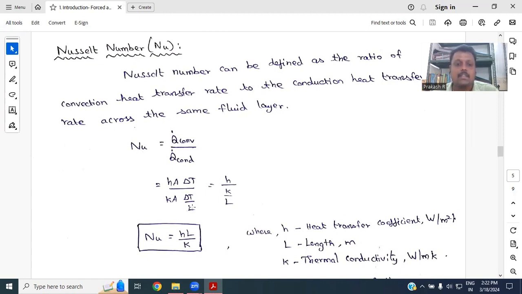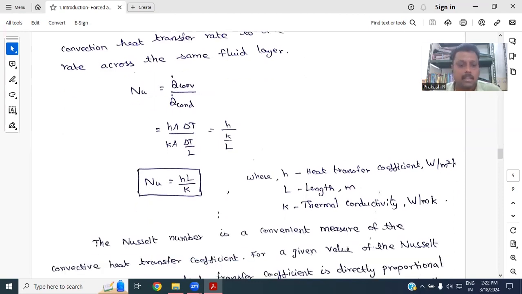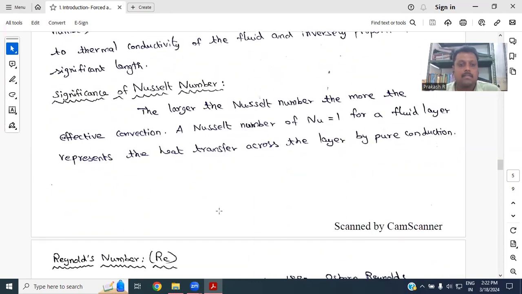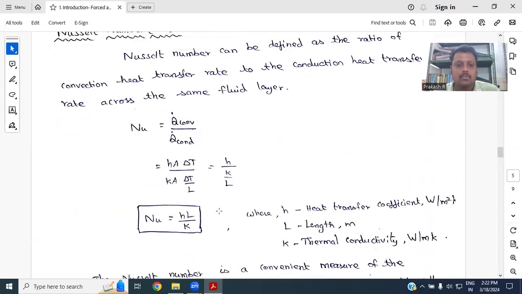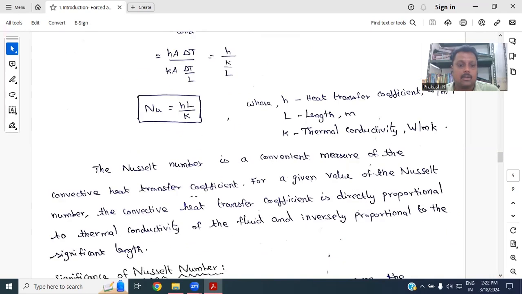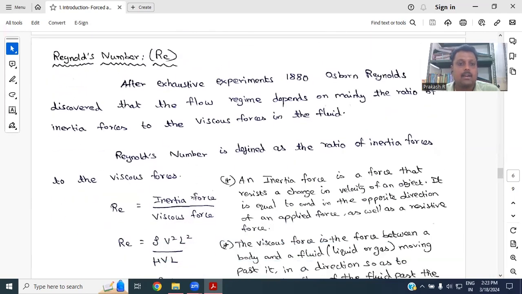By substituting these equations and cancelling the common parameters, the final equation of the Nusselt number is hL by k. This hL by k is the Nusselt number formula when we are dealing with a problem on flow through plates. When we are solving problems on cylinders or spheres, the formula becomes hD by k. What is the significance of the Nusselt number? In order to know the fluid properties and also the heat transfer coefficient, we need to solve for the Nusselt number value.